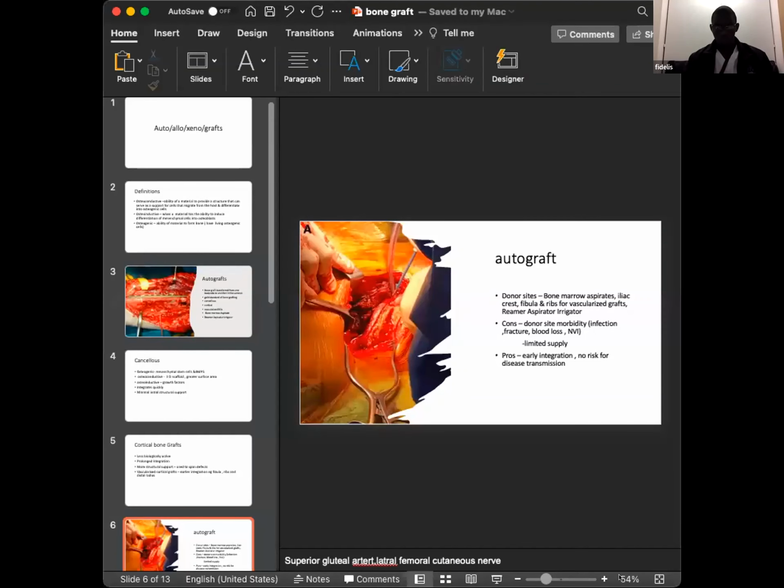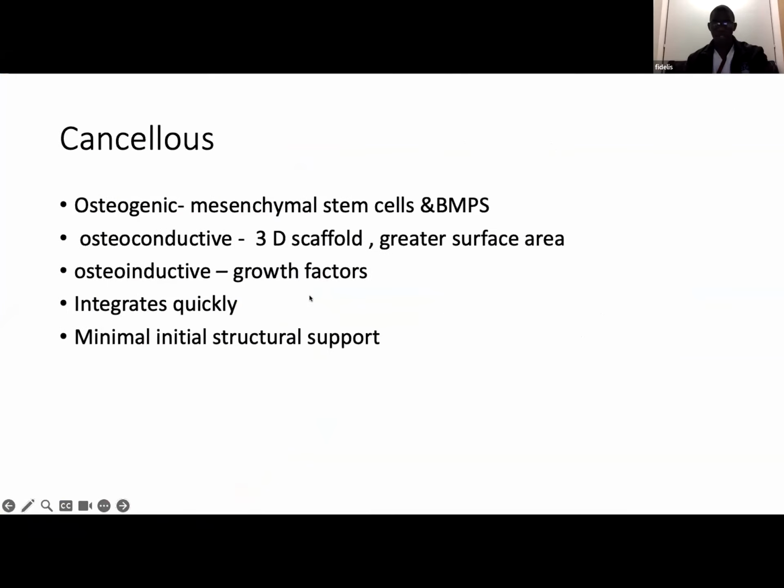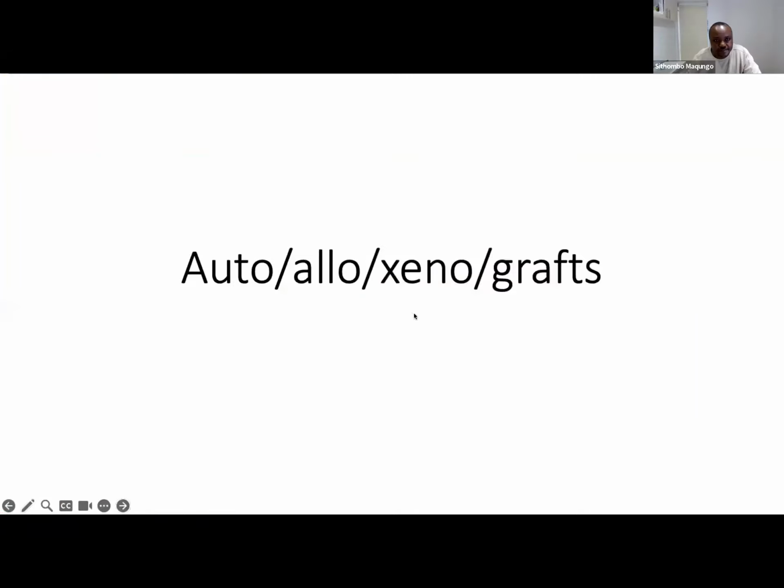Okay, so Fidelis, you can share your screen. Okay. I don't know if you can see my screen. Yes, we can, yeah.